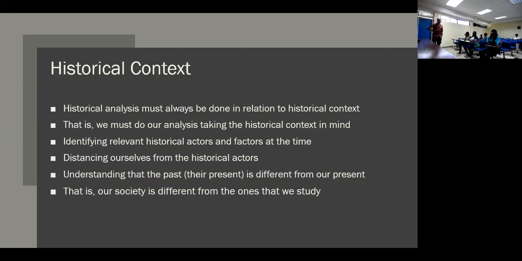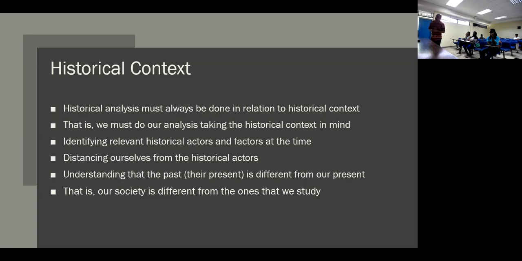Distancing ourselves from the historical actors. That's a problem that sometimes students of history face: we try to understand the decisions of a particular historical actor, and we do it by way of, okay, this was happening, and this is what he did. So my understanding is that he did this because he was greedy, right? But that's you understanding this from your perspective, how you analyze this. You are asked to analyze this from the perspective of that individual at that particular time, which is a different individual from you, a different society, a different mentality, and so on.